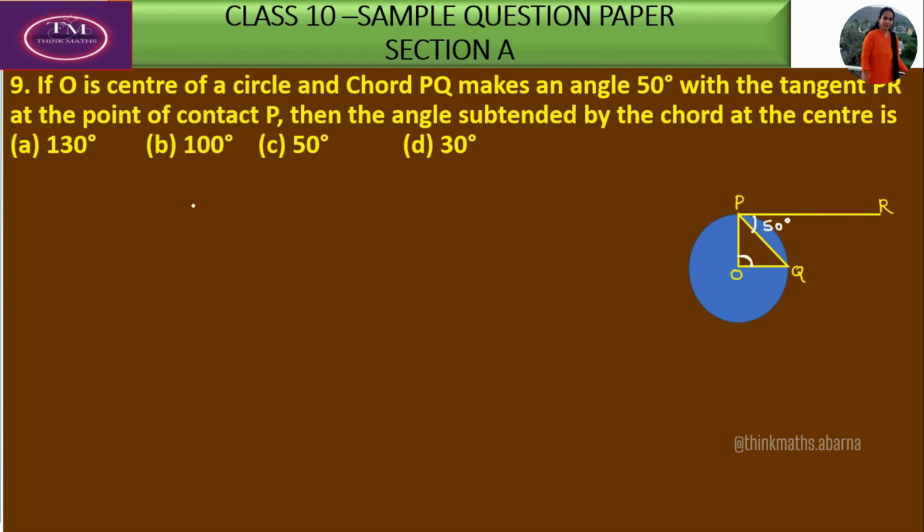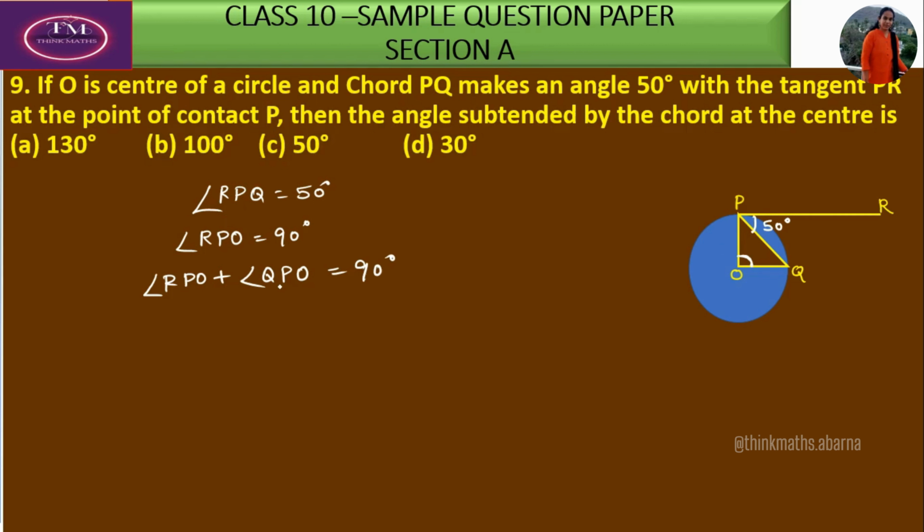Now what is given here? Angle RPQ equal to 50 degree. What we know? Tangent and radius. OP is the radius and PR is tangent. So tangent and radius makes 90 degree. So this means angle RPO is equal to 90 degree. So RPO can be written as RPQ plus QPO, which is equal to 90 degree.